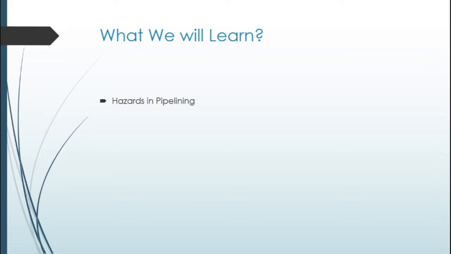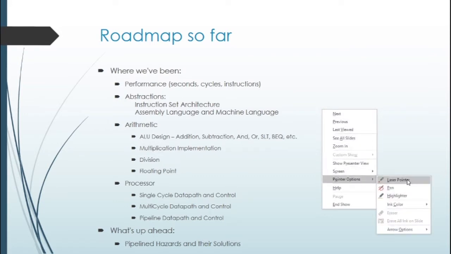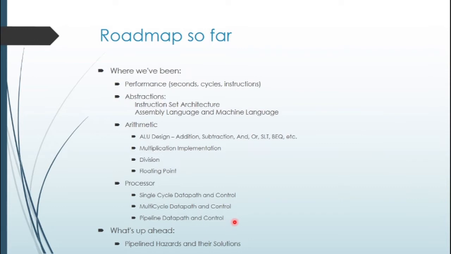We'll be studying some hazards in pipelining, the problems that we face while implementing it. Pipelining is actually good, but it also has lots of problems while implementing. So these are what we are going to learn today. Roadmap so far, like always, we are right here at the bottom. Pipelining, data path and control we studied in the last lecture. Now today we'll be doing the pipelining hazards and their solutions.